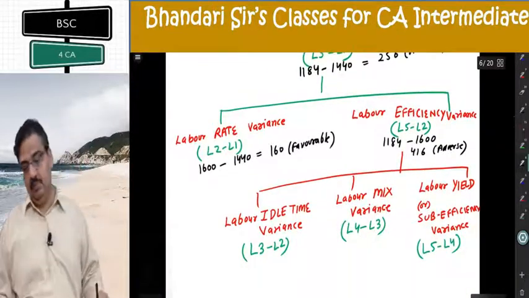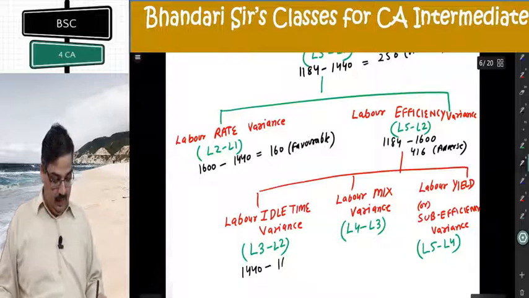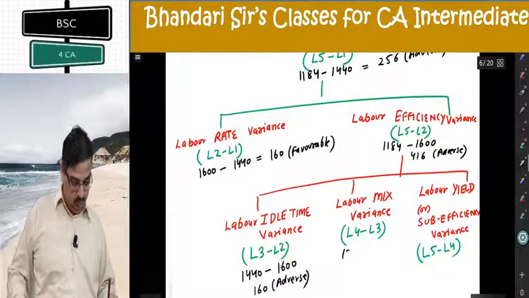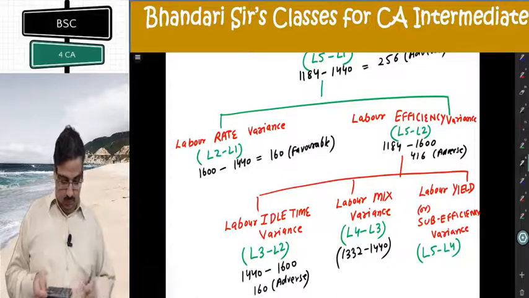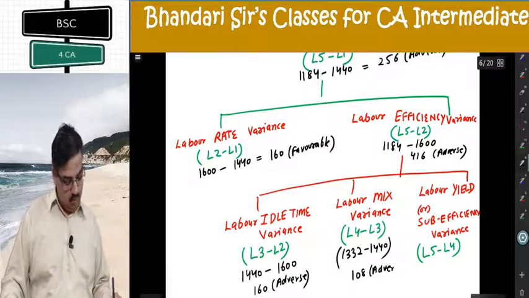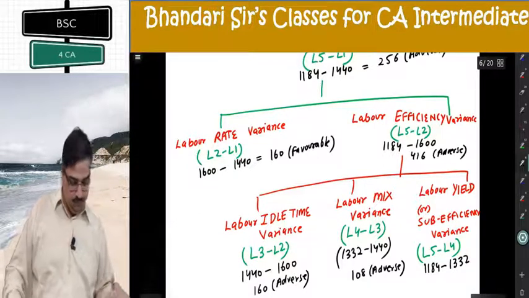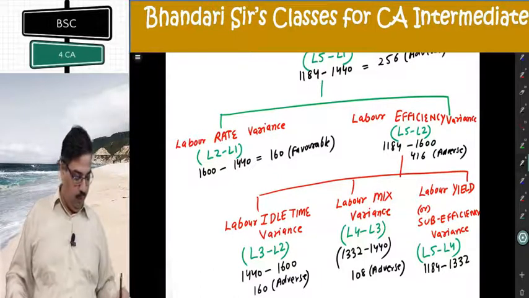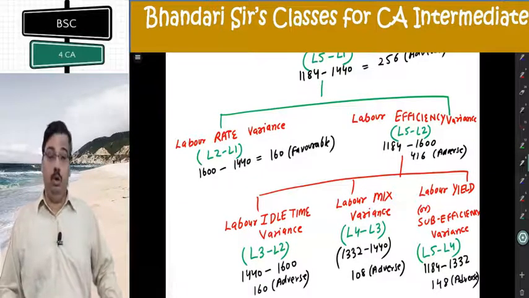Then idle time variance, L3 minus L2. Now L3 is 1440 minus L2 1600, 160 adverse. L4 minus L3, L4 was 1332 minus 1440. L5 minus L4, 1184 minus 1332, 148 adverse. This is the complete question D2.